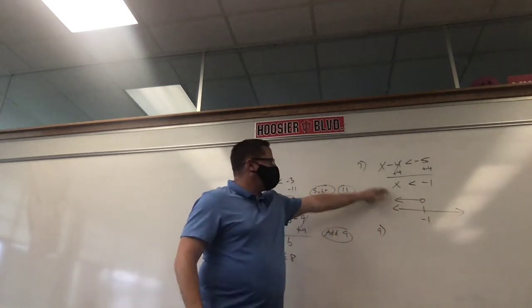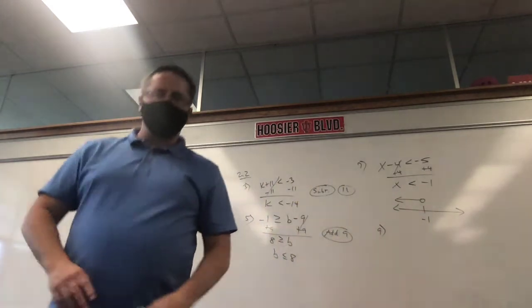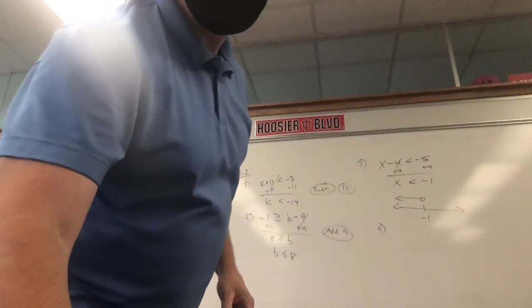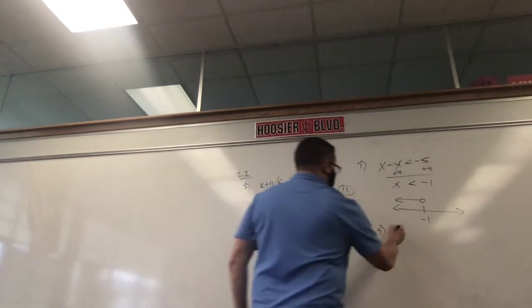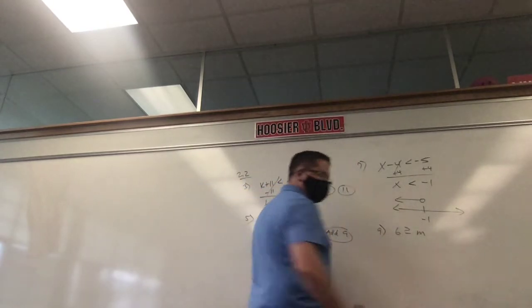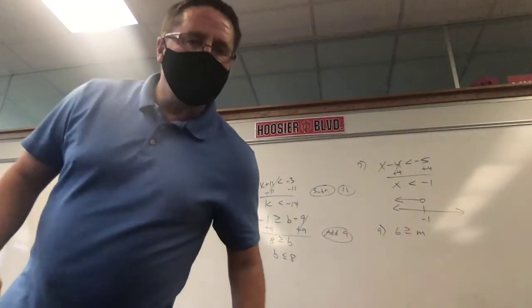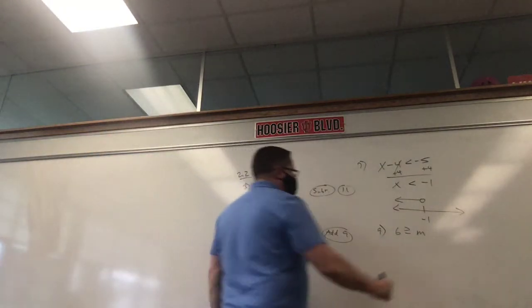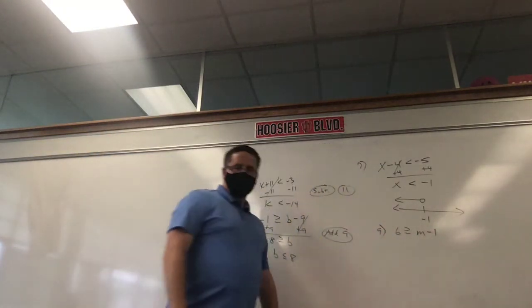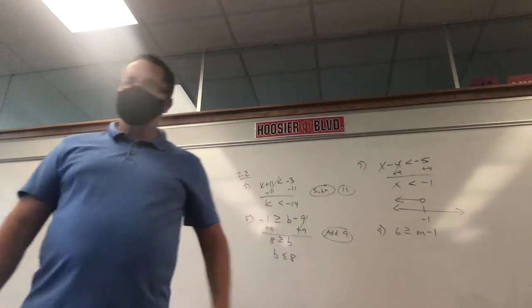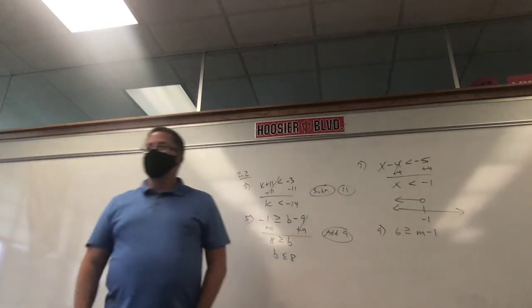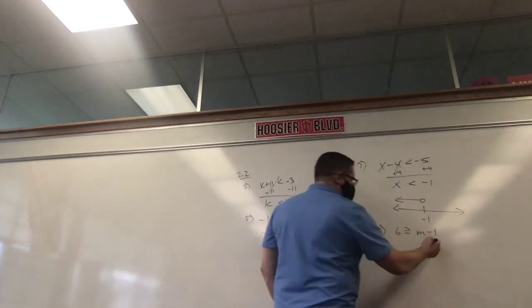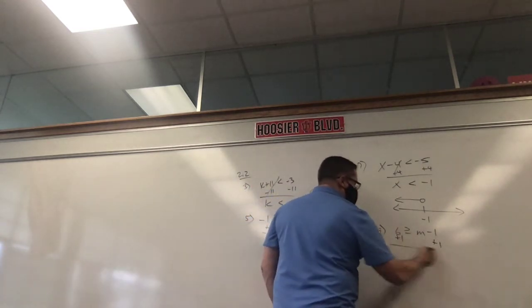So you need to solve it and graph it. Solve, then graph. Number 9. Okay, 6 is bigger than or equal to m minus 1. How do we solve this in 2 words? Add 1. Okay, let's elaborate. To both sides. Okay, both sides. Add 1 here, add 1 here.